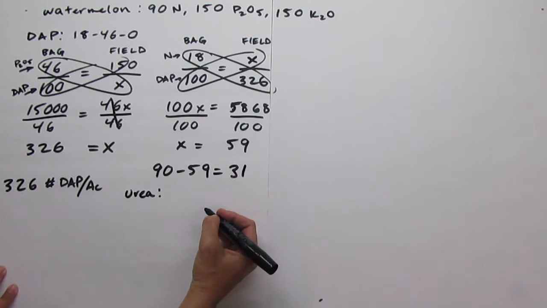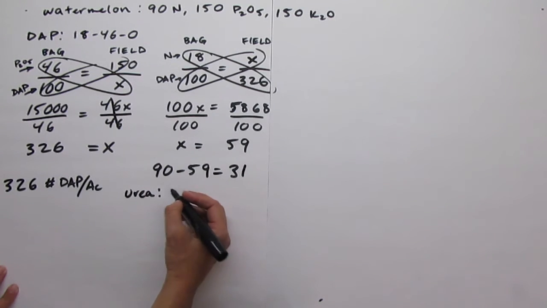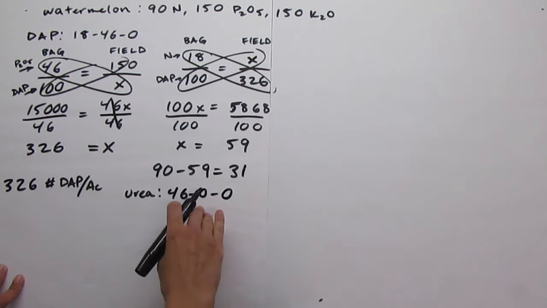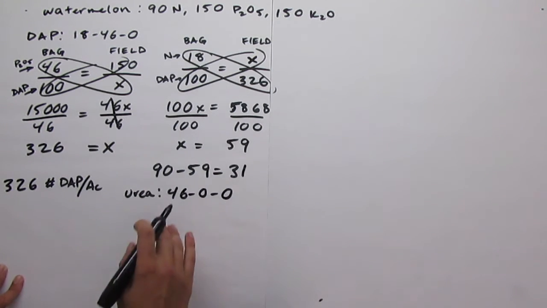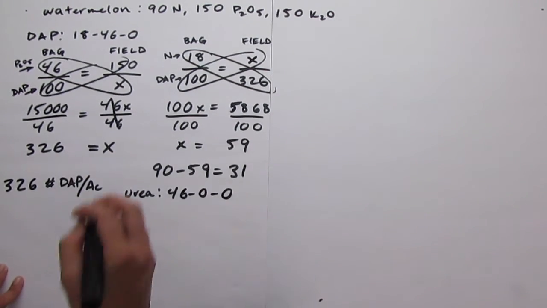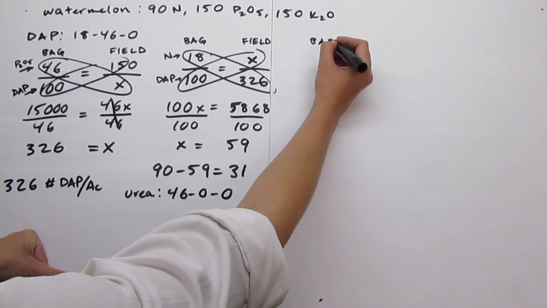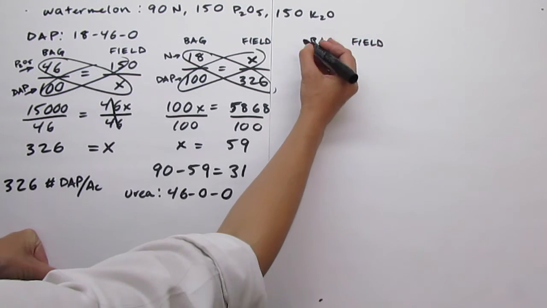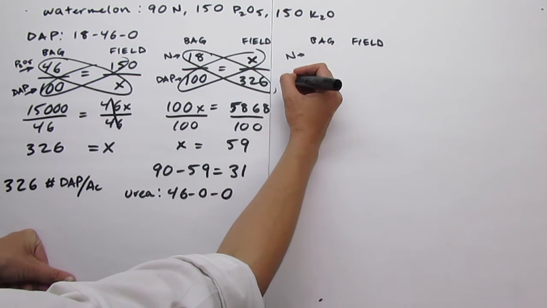And a common analysis for urea is going to be about 46-0-0. So it just has nitrogen in it. There's no P2O5, there's no potassium or potash in it at all. So I'll probably come over here to just set up that equation. So in the bag, on the field, again, we're still talking about nitrogen. In this case, we're looking at urea.